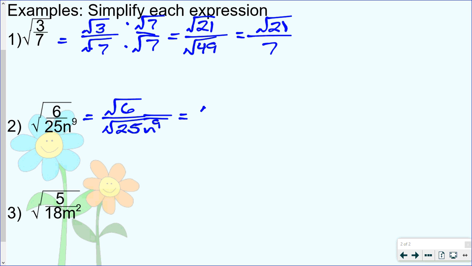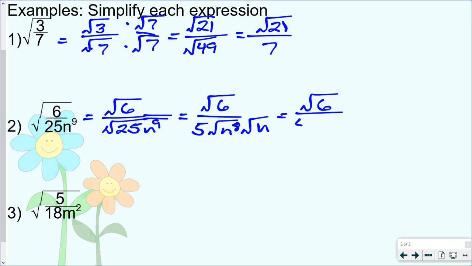I'm going to take the square root of 6. I'm going to go ahead and take the square root of 25 as 5. And then the n to the ninth, I'm going to split up into n to the 8th and n, because n to the 8th is a perfect square. And n to the 8th times n is the same thing as n to the ninth. So now I have the square root of 6 over 5n to the 4th times the square root of n.